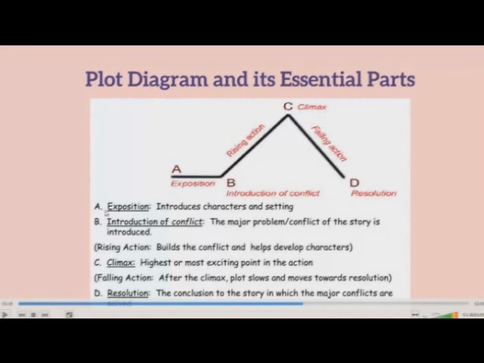Number one, we have exposition. It introduces the characters and setting. The exposition gives the background information about the main characters, establishes the setting, and states the problem in the story. It is followed by introduction of conflict, which is the major problem or the conflict of the story.